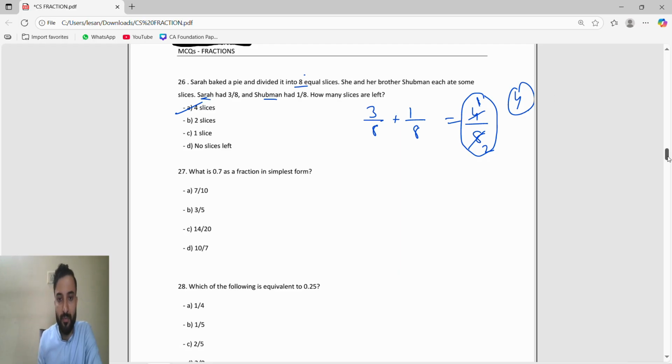Okay. Or the simple thing is this, Sarah ate 3 by 8, Shubham ate 1 by 8. Total slices is 8. Total slices and the denominator are the same. So we will add the numerators. So 3 Sarah had, 1 Shubham had. So 3 plus 1, 4. They ate 4 pieces. So out of 8 pieces, they ate 4 pieces. So remaining is 4 slices.